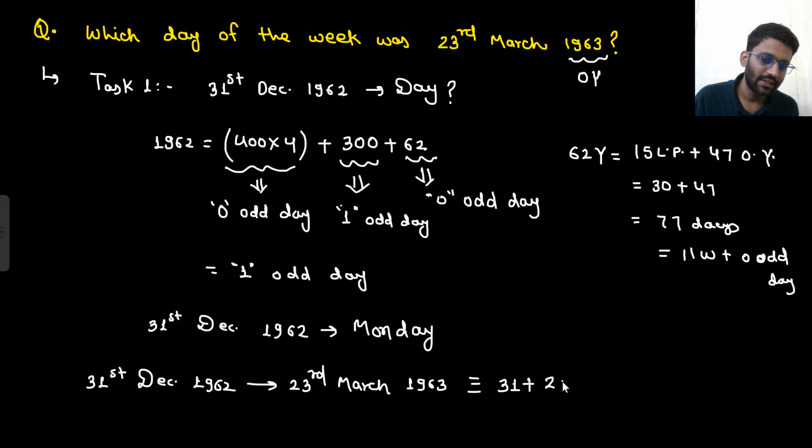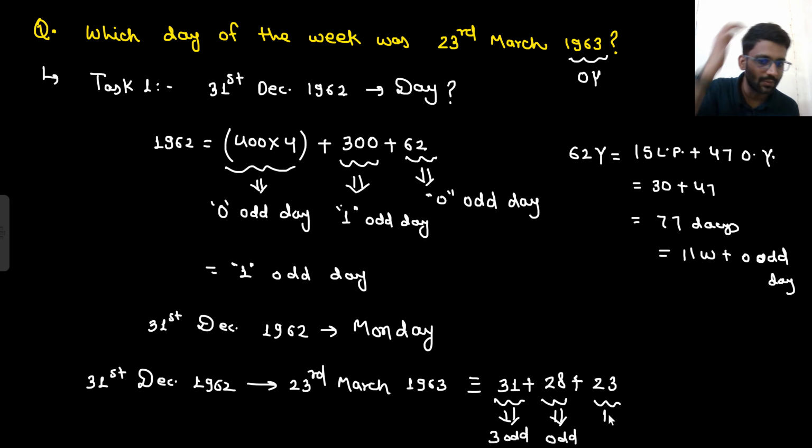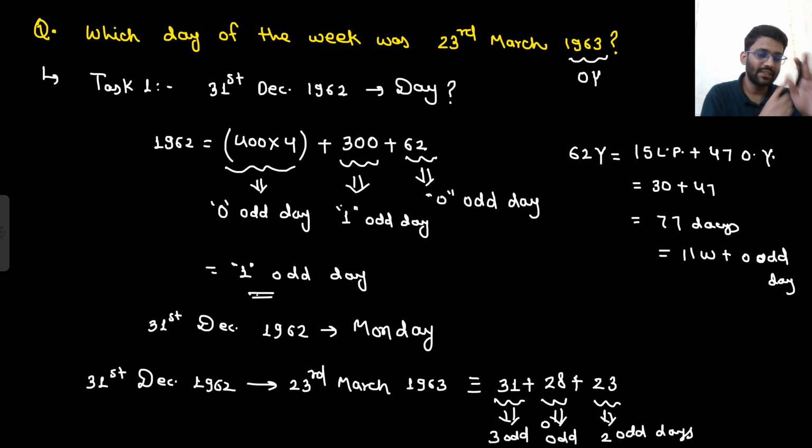So 31 plus 28 plus 23. From 31, how many odd days do I get? 3 odd days. From 28, I get 0. And from 23, how many odd days do I get? 2. Here you are having 1 odd day. 1 odd day plus 3 plus 2, 6 odd days you get. Total odd days you got is 6.